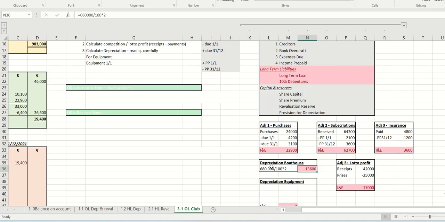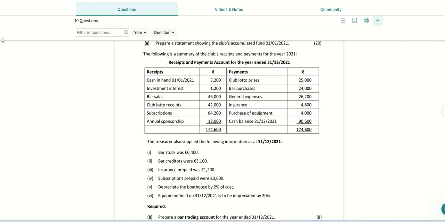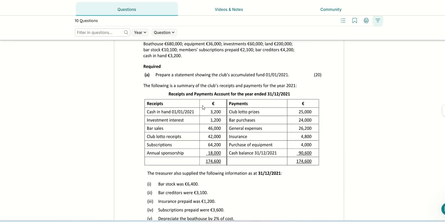That's our number, 13,600. Then if we look at our equipment instruction, the equipment held on the last day of the year is going to be depreciated by 20%. So watch for equipment. When you're scanning down through your receipts and payments, check: did we sell any equipment? No, we did not. Did we buy any equipment? Yes, we did. We bought 4 grand's worth of equipment.